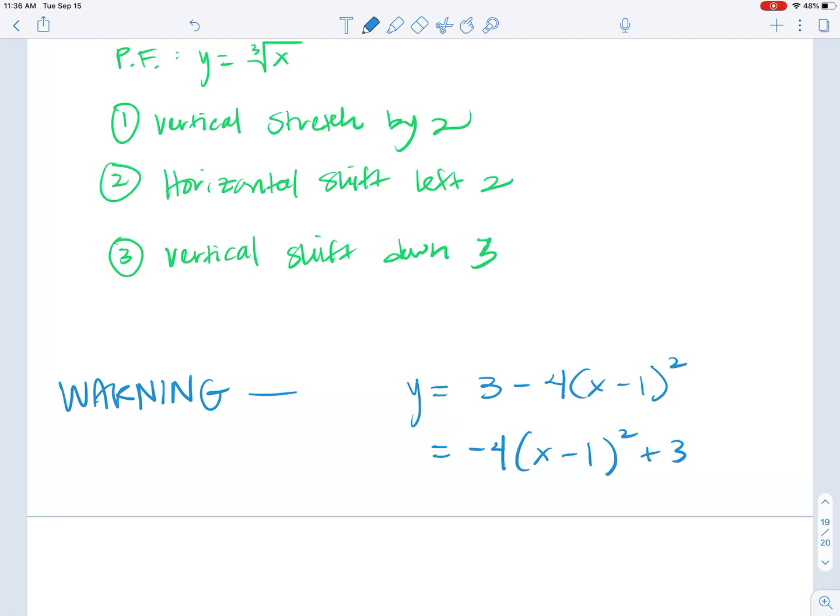And if you do that, then you can think about the shape being changed, whether there's a stretch, compression, or a reflection, before you actually shift horizontally or vertically. So basically the shifts happen last, after the shape or any reflections have been applied.